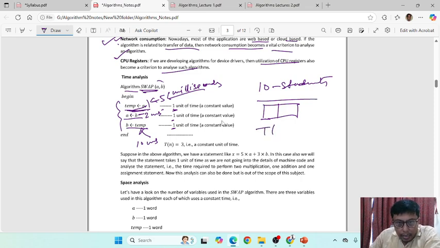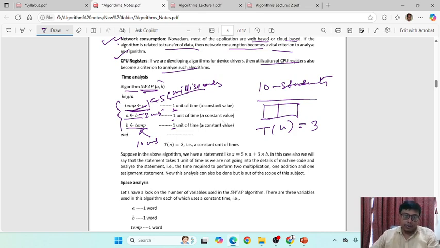So T(n) for this algorithm will be 3. That means this is a constant unit of time. 3 constant units of time. So T(n) will be a constant unit of time.